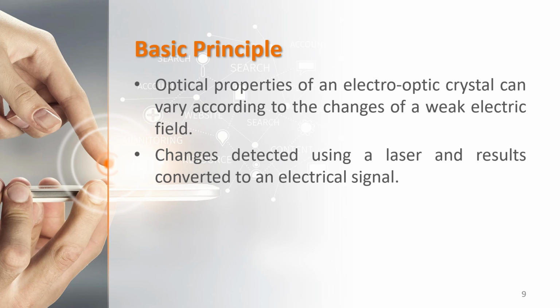Now we will discuss the basic principle about RedTacton technology. The basic principle of RedTacton technology is that it relies upon the principle that the optical properties of an electro-optic crystal can vary according to the changes of a weak electric field. So we have already mentioned the transmitter has a photovoltaic or electro-optic crystal, and its optical properties change when it comes in contact with the weak electric field of the human body. And when these changes in the optical properties are detected in the electro-optic crystal using a laser, the result is converted into an electric signal in an optical receiver circuit. The receiver circuit converts the result into an electric signal.